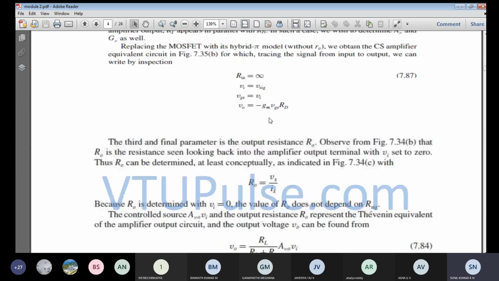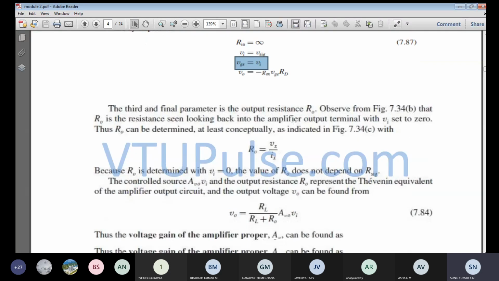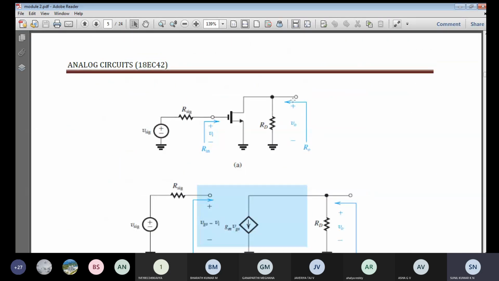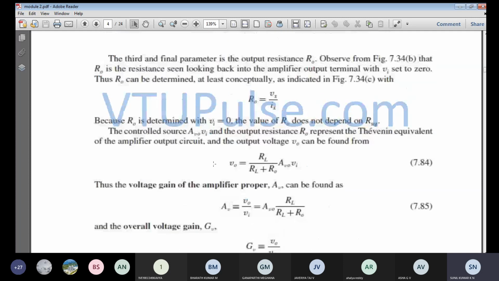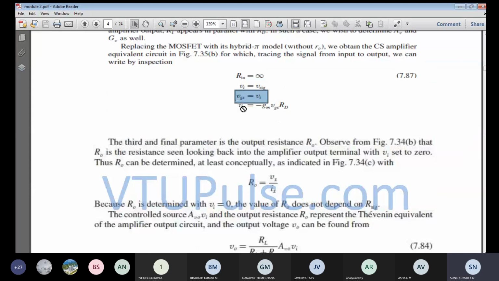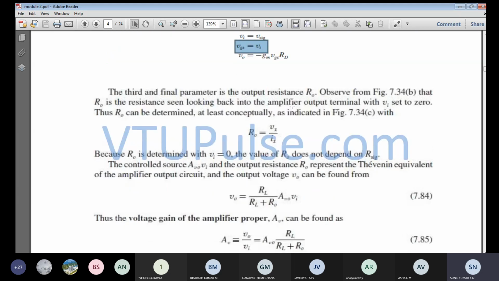So since you can see in all the analysis, Rin is equal to infinity. So Vi is equal to V signal, VGS is equal to Vi. So output is nothing but what? The current multiplied with the drain resistance. So you can see this is the current that is flowing. So Gm into VGS is the current that is flowing, and this is the output resistance RD. So Gm into VGS into RD. So minus symbol because the output voltage will be 180 degree out of phase. So minus Gm into VGS into RD, that is the output voltage expression. So I can write V naught is equal to minus Gm into VGS, the current, into the resistance. So minus Gm into VGS into RD.